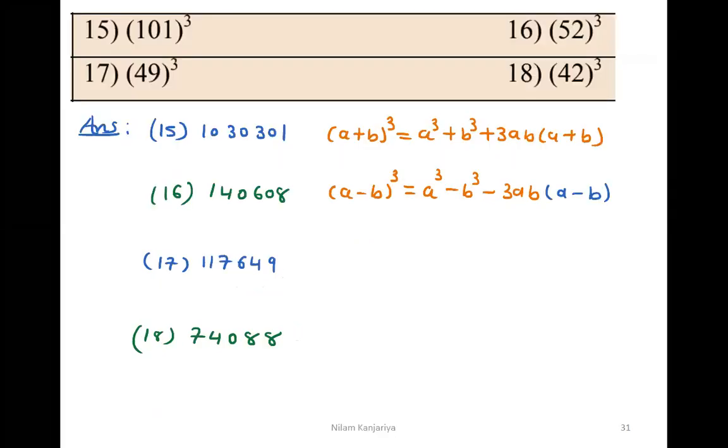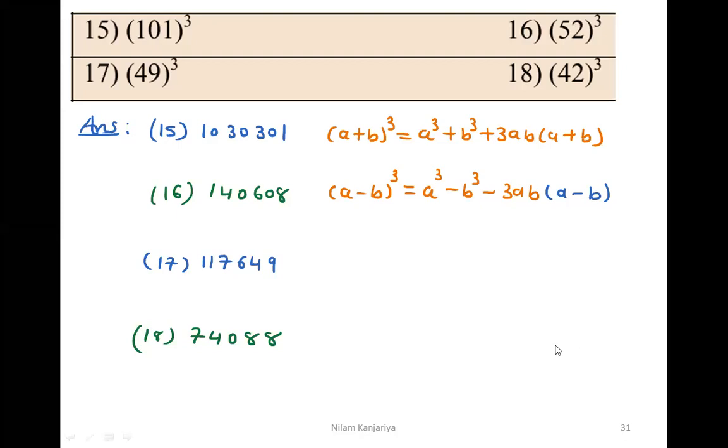So this is your final answer of tutorial 1.4. Your tutorial number 1.4, the algebraic identities, it's over. So we are moving on to the next tutorial. Please write down the answer in your book. Prepare your tutorial yourself.